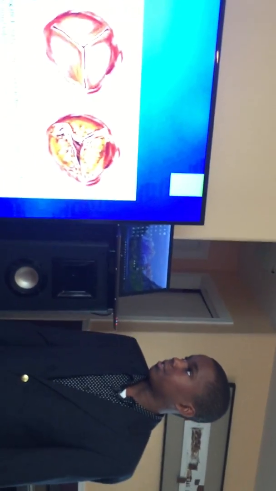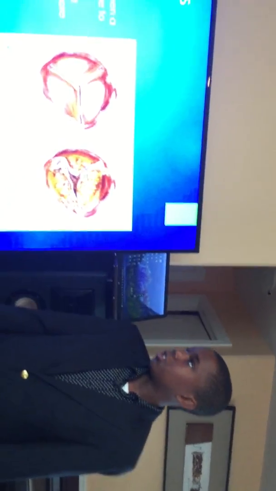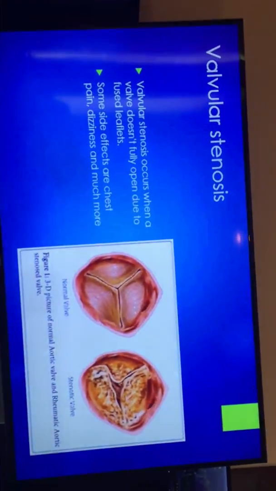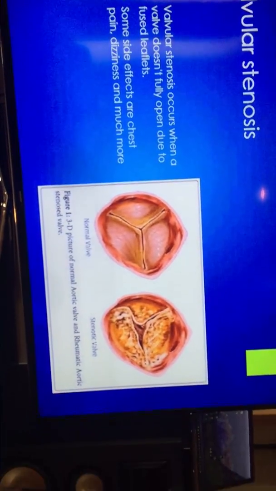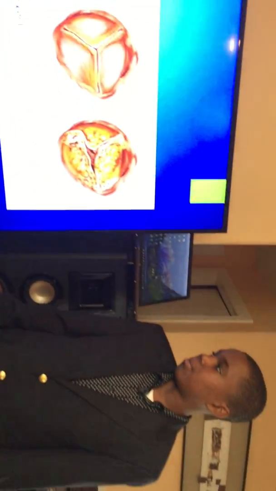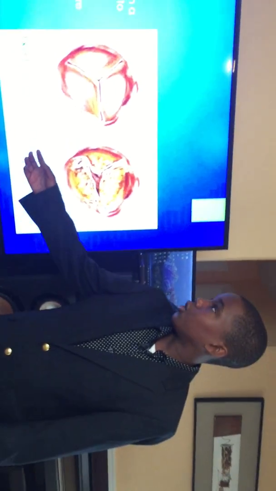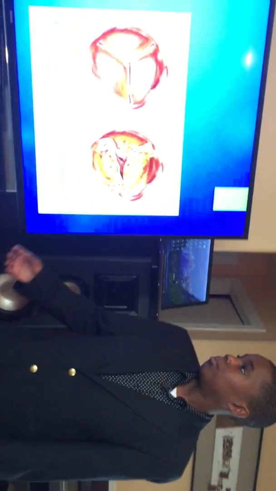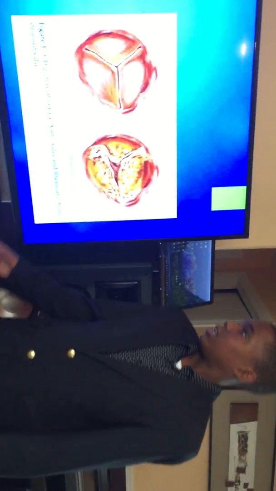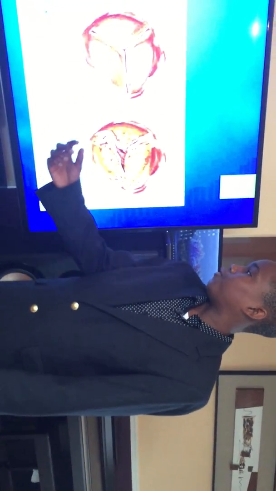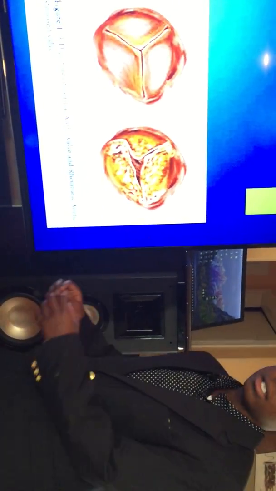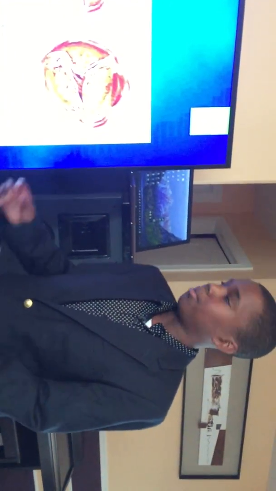Valvular stenosis. Valvular stenosis occurs when a valve doesn't fully open due to fused leaflets. Some side effects are chest pain, dizziness, and much more. So here's a normal valve where blood can travel in and out of the valve. But when you have valvular stenosis, blood can't travel in or out because it's destroyed.